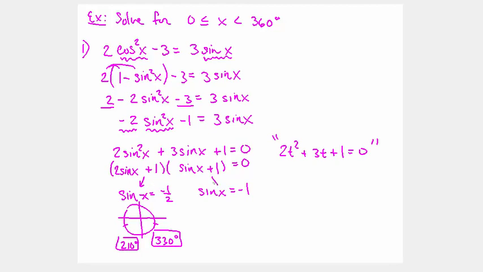And then the other branch, when sine of x equals negative 1, that only occurs at one place. That'd be where x would be 270 degrees at the bottom of the unit circle. So these three solutions will work for our equation.